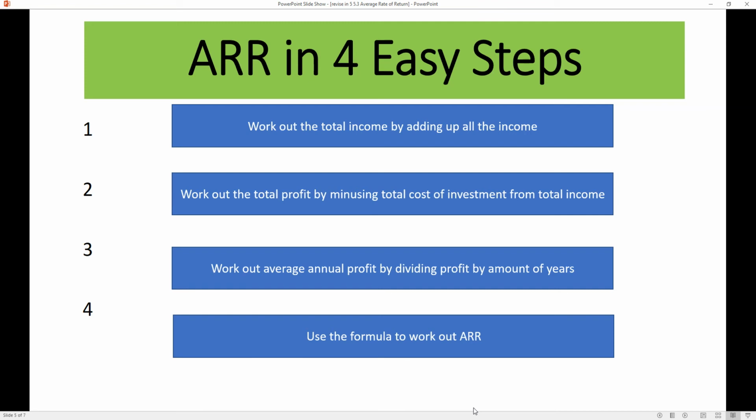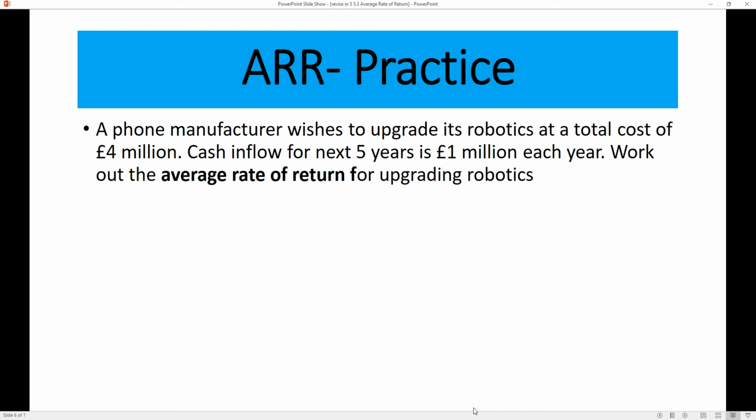Okay, so let me show you what I'm actually talking about. Let's say a phone manufacturer wishes to upgrade its robotics at a total cost of 4 million. The cash inflow for the next 5 years is 1 million each year. You need to work out the average rate of return for upgrading the robotics. If you want to pause the video right now and try and work it out using my steps, that'd be fantastic. I'll let you pause it, and we'll come back in a second. Right, so let's see what you've got. If you unpause the video now, let's see how you would get the answer.